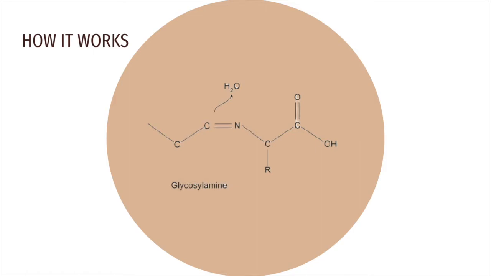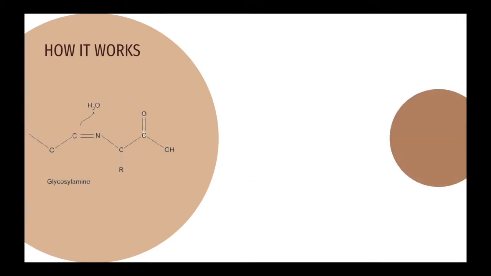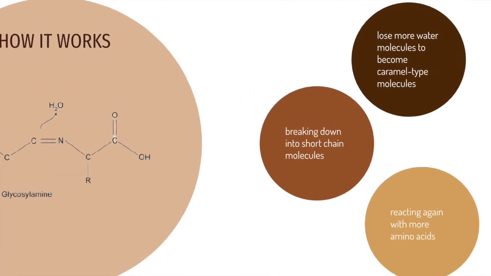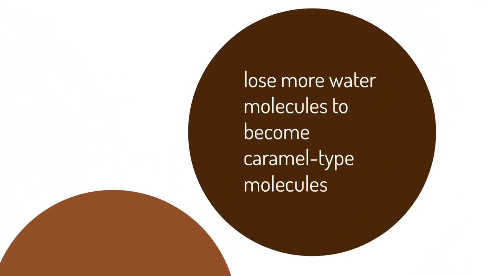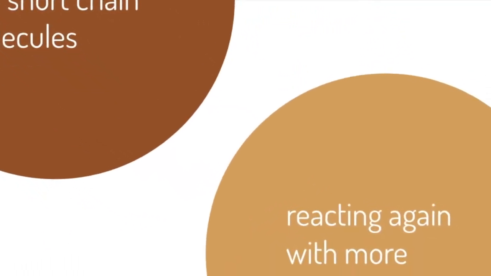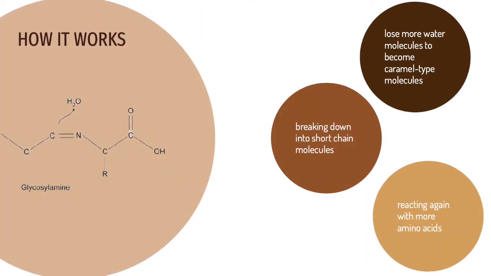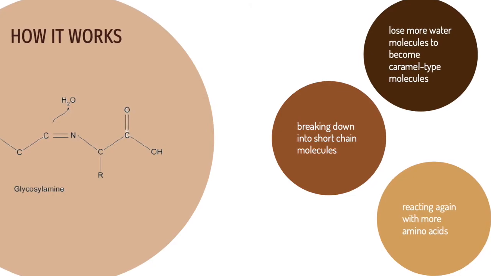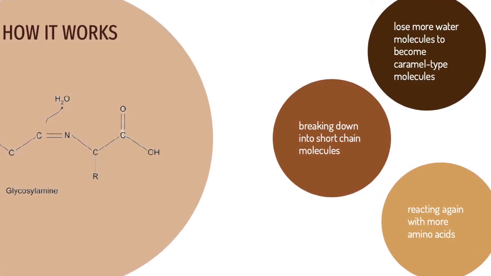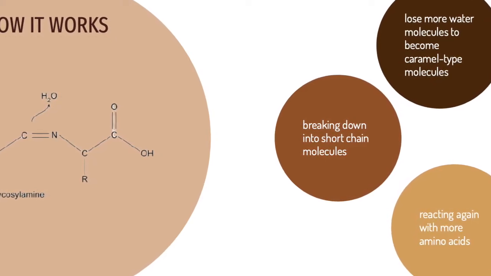The resulting molecule is called glycosylamine. But this molecule is not stable. It'll first change its structure in a process called the Amadori rearrangement, and then it will do one of three things: lose more water molecules to become a caramel-type molecule, break down into short chain molecules, or react again with more amino acids. However, all three products of these reactions can react again with amino acids to form molecules called melanoidins, which are crucial to the characteristic flavors and aromas and brown colors of roasted coffee.